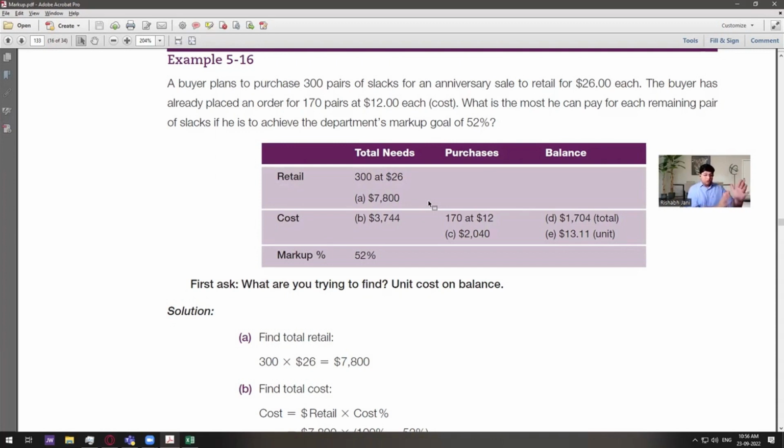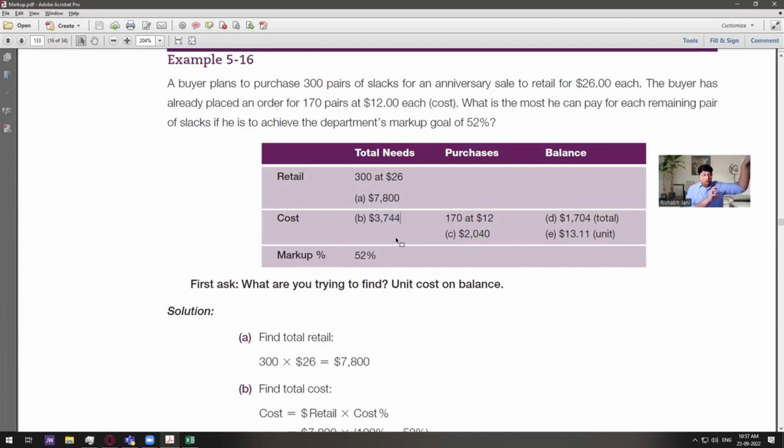What's our goal? Our goal in this case is to sell 300 pairs at $26, meaning we need to get total retail of 7,800. Easy to understand? That's our ambition. Next is our markup percentage that we need to hit, 52%. Following the formula, 100% minus 52% gives us 48%. So 48% of 7,800 is 3,744, giving us our cost. That is what we need.